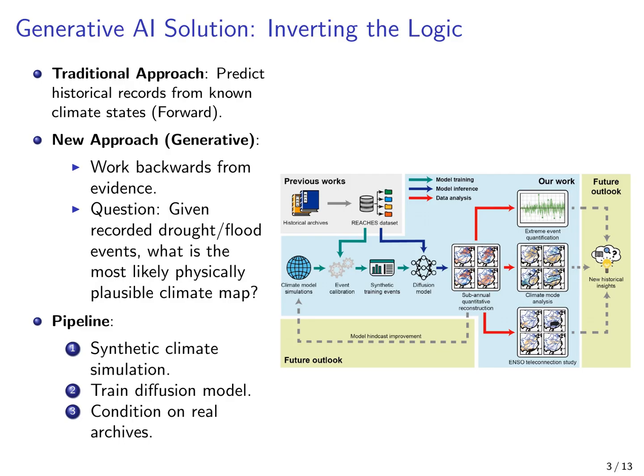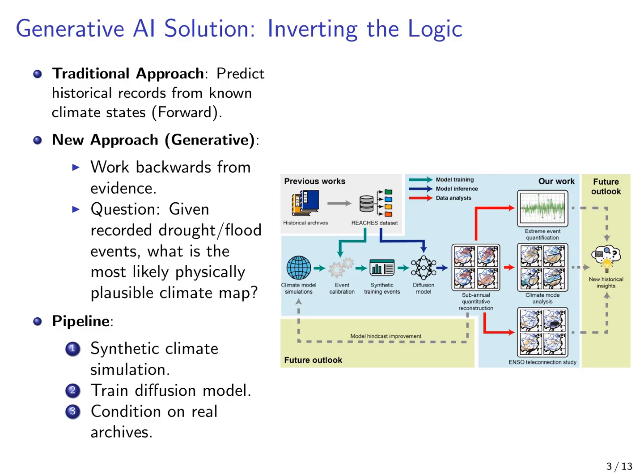Okay, so this brings us to the key insight. And this is where I think they make a really clever conceptual leap that kind of flips the whole problem on its head. So the big idea is this. They completely invert the logic. Instead of the old way, which was trying to go from a known climate state to predicting where a drought might be recorded, they do the reverse. They ask the AI, given that we know a drought was recorded here and a flood was recorded there, what is the most likely, physically plausible climate map that could have existed to cause those events? It's a generative approach, working backwards from the sparse evidence.